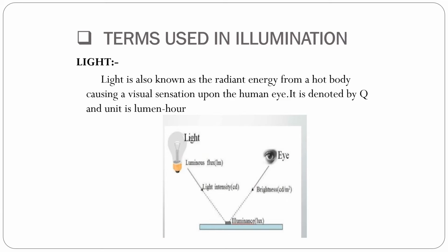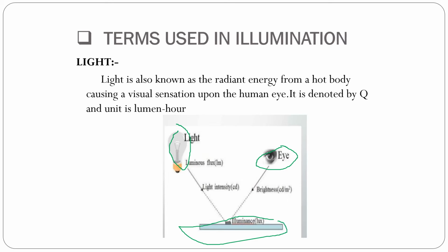Now, terms used in illumination. Light is also known as the radiant energy from a hot body causing a visual sensation upon the human eye. It is denoted by Q, and the unit is lumen hour. From this figure, we can say this is a source of light, this is the human eye, and here is the surface.